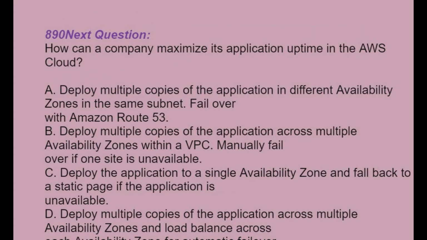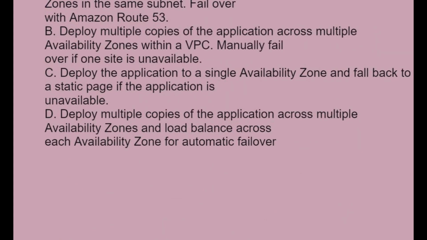Question is, how can a company maximize its application uptime in the AWS cloud? Option A, deploy multiple copies of the application in different availability zones in the same subnet. Failover with Amazon Route 53. Option B, deploy multiple copies of the application across multiple availability zones within a VPC. Manually fail over if one site is unavailable. Option C. Deploy the application to a single availability zone and fall back to a static page if the application is unavailable. Option D. Deploy multiple copies of the application across multiple availability zones and load balance across each availability zone for automatic failover. Correct answer is option D.